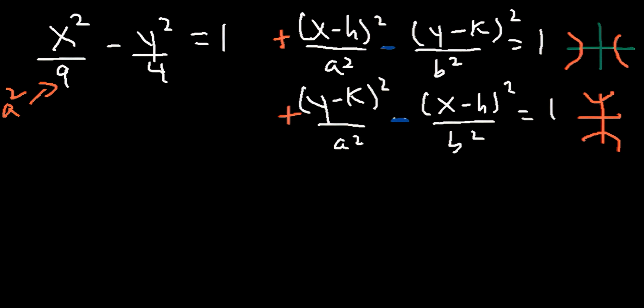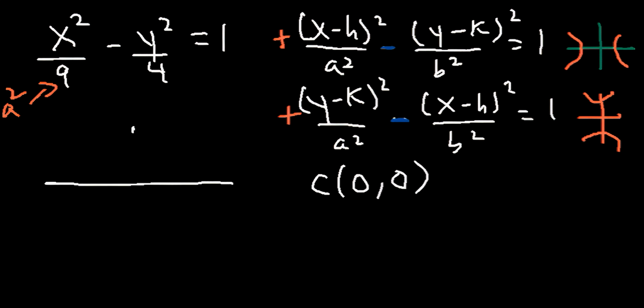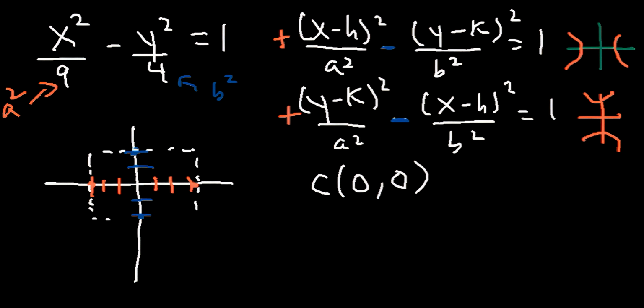So let's solve this one. The center is 0, 0 because there's no h and k for this example. That's the midpoint of the two vertices. Since a is 3, we need to go 3 to the left and 3 to the right. And b squared is 4, so that means b is 2. So we need to go up 2 and down 2. And then make a box, in this case like a rectangle. And then draw 2 lines.